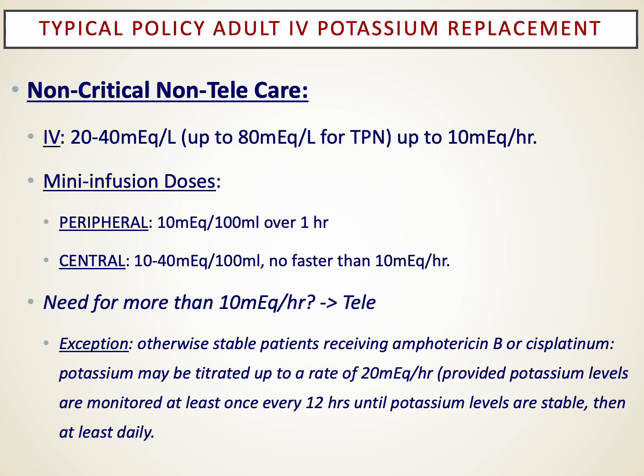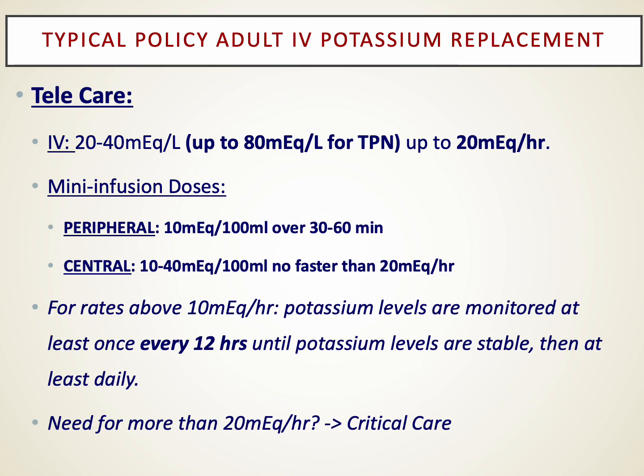So here are some guidelines for IV replacement in a non-critical, non-telemetry care unit. You could give a large volume IV with 10 to 40 milliequivalents per liter, or in a total parenteral nutrition, maybe up to 80 milliequivalents per liter, at a rate up to 10 milliequivalents per hour. If you need to give mini infusions or a central line, you could do that, but usually on the floor, in a non-ICU setting, we don't go more than 10 milliequivalents per hour in most settings I've worked at. If you need to give more aggressive replacement of potassium, then you've got to put the patient on telemetry.